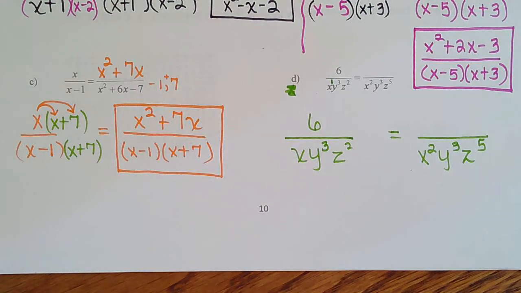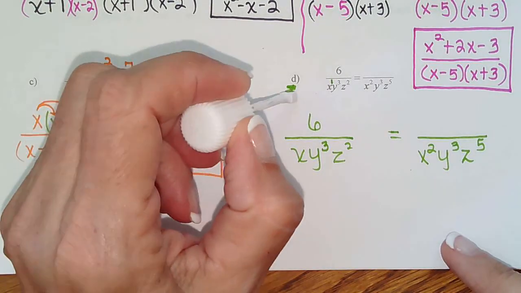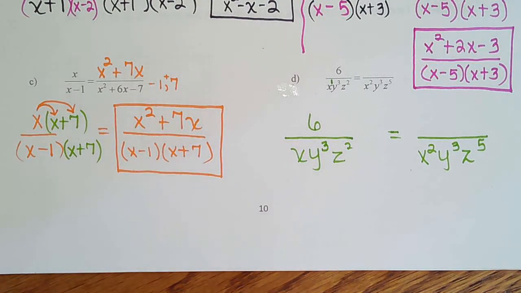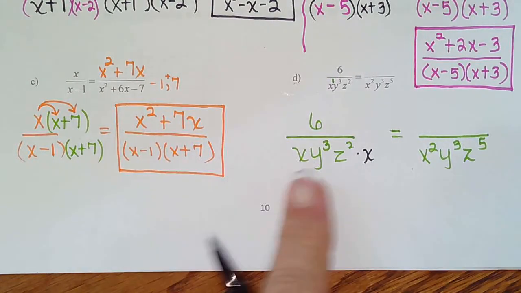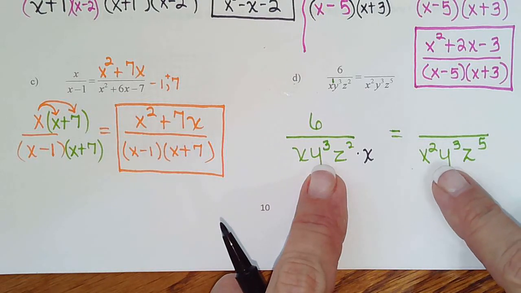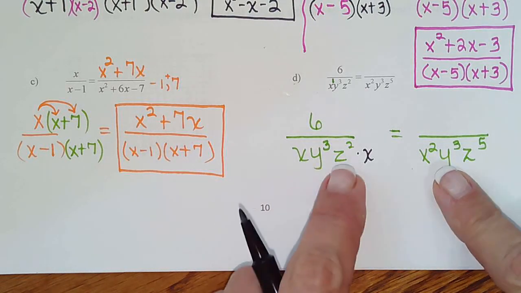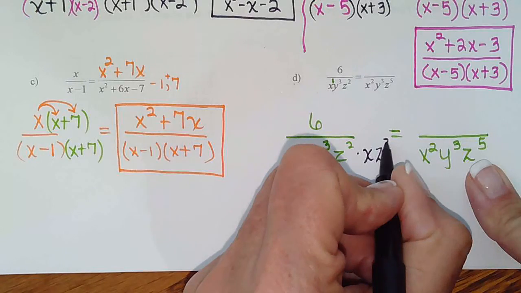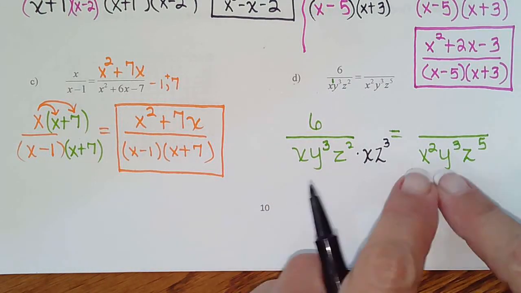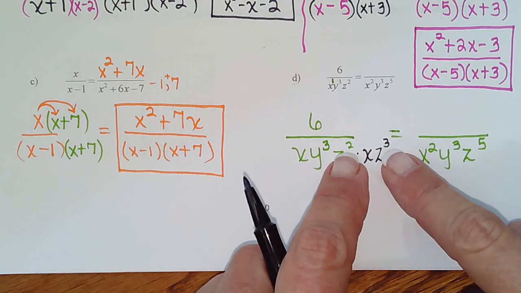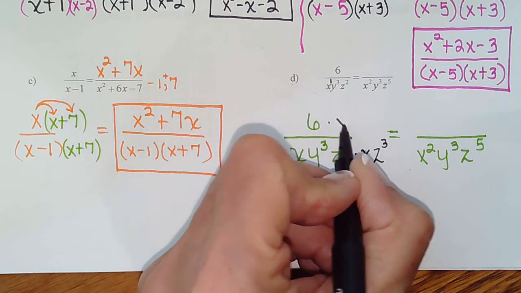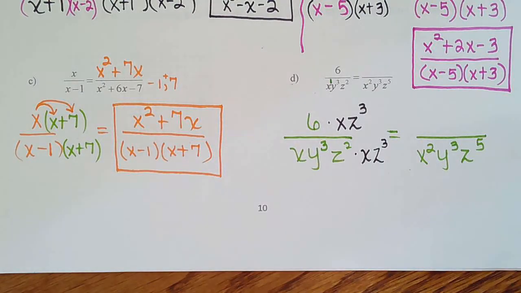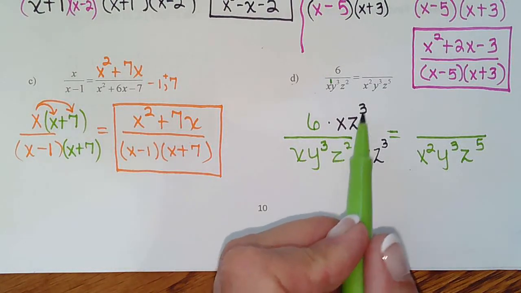Okay, so how many x's are missing? I have 1 and I need 1 more, right? So let's multiply it by 1 more x. Here I have 3 y's and I need 3 y's, so I'm not missing any y's. Here I have 2 z's, but I need 5 z's, so that means I'm missing 3 z's. So this is going to give me 2 x's, 3 y's, and 5 z's. Boom! But whatever I do to the denominator, I must do to the numerator. So I put that up there, and what's my new numerator? 6xz cubed.